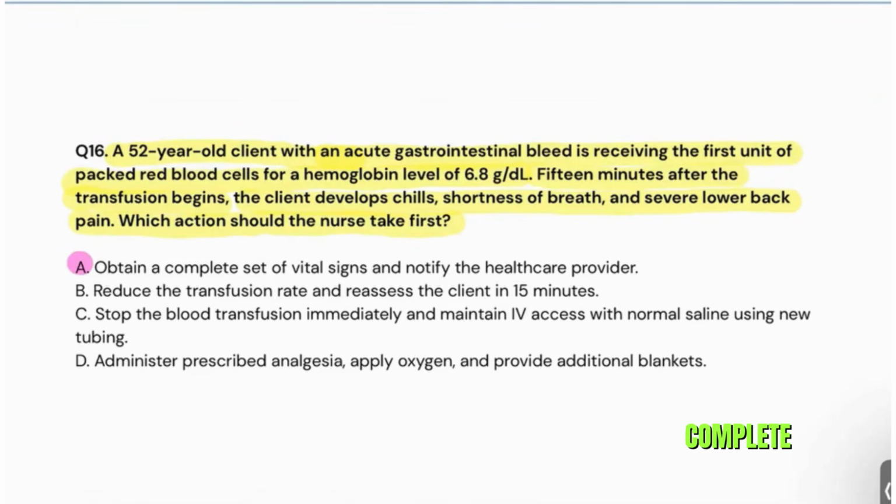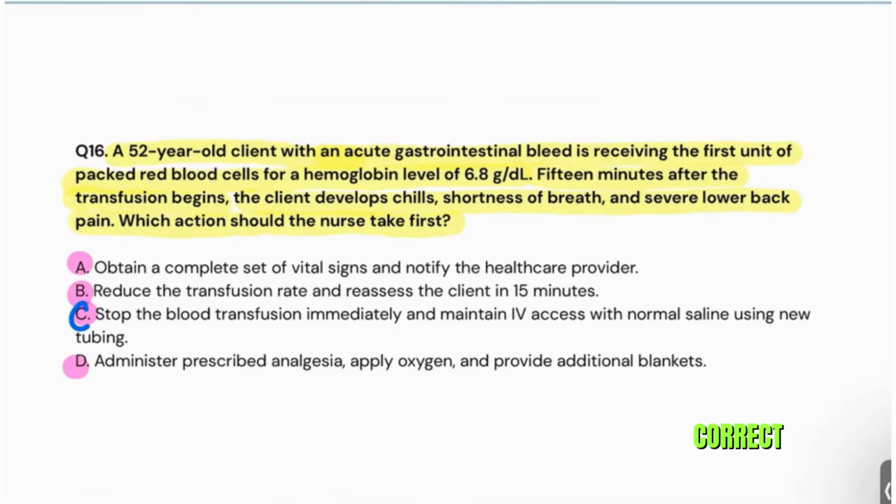A. Obtain a complete set of vital signs and notify the healthcare provider. B. Reduce the transfusion rate and reassess the client in 15 minutes. C. Stop the blood transfusion immediately and maintain IV access with normal saline using new tubing. Or letter D. Administer prescribed analgesia, apply oxygen, and provide additional blankets. Pause the video.